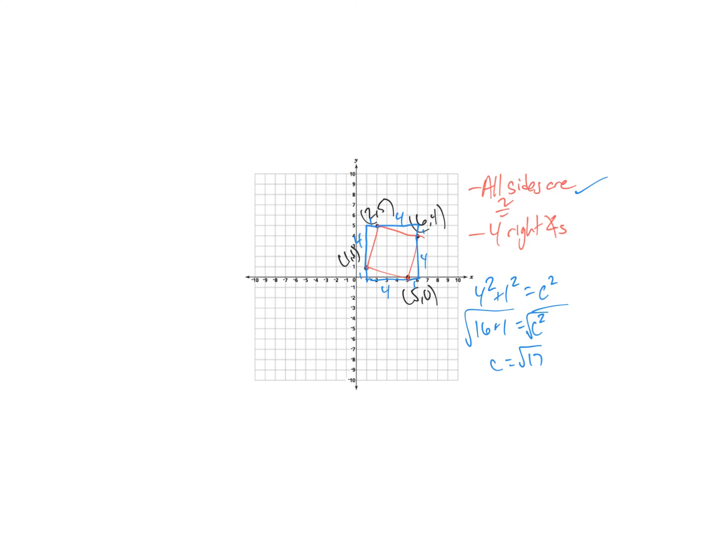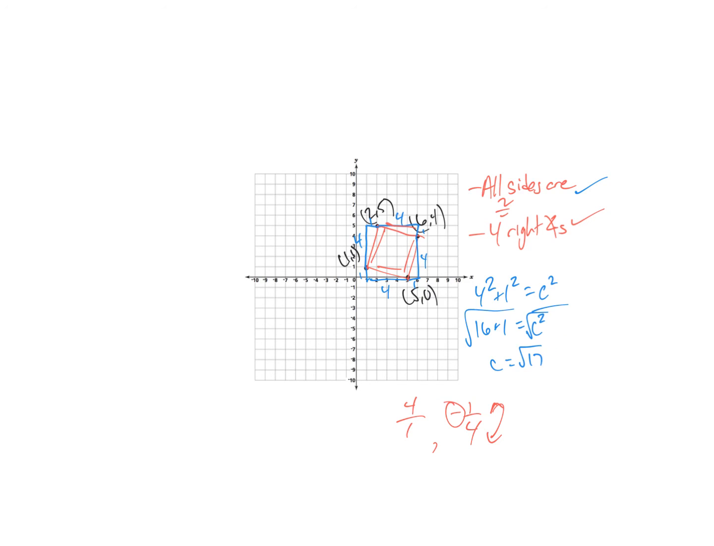Now I need to prove that I have 4 right angles. Once again, we take a look at the slopes. You'll notice that my side on the left and my side on the right have slopes that are both positive 4 over 1. And for my slopes on the top and bottom, I have negative 1/4. Since these two slopes are opposite reciprocals, you see the flip and then the change of sign, we know that these are perpendicular. So then I know I have 4 right angles.